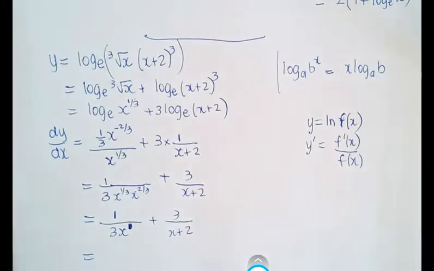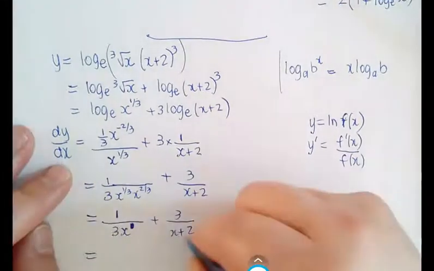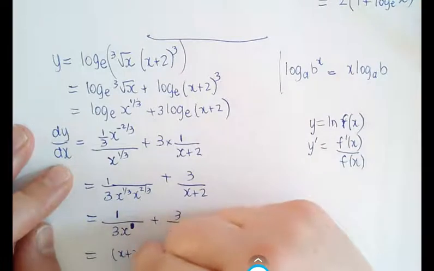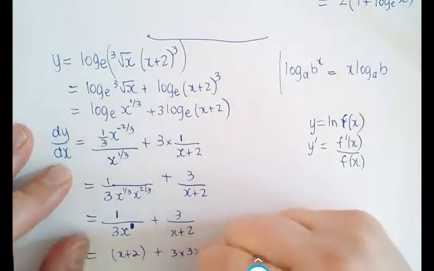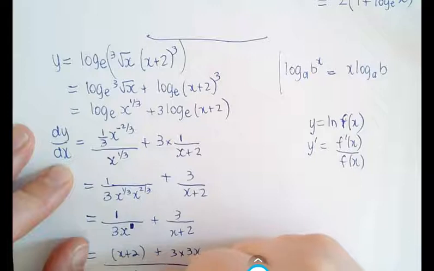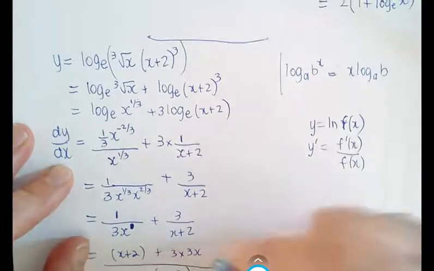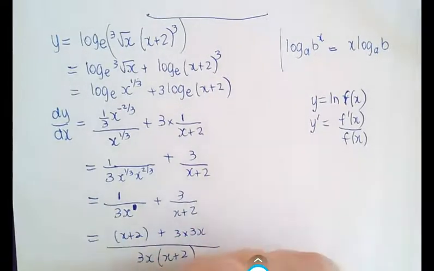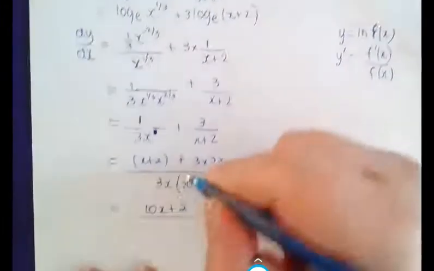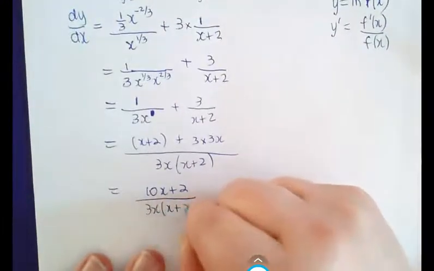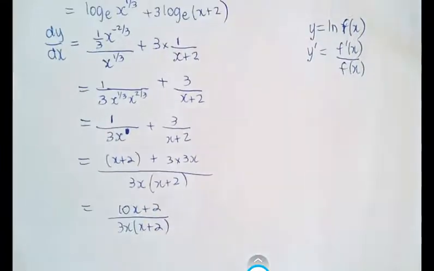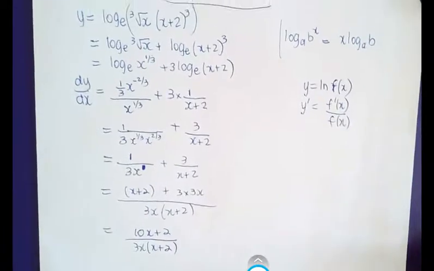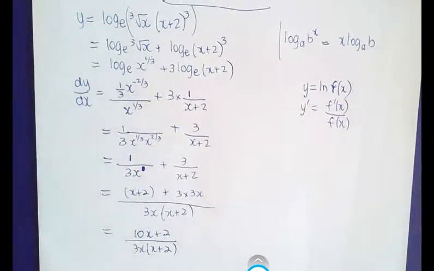And look, that's just 3x now, so I don't need the 1. So if you want, you can go common denominator. Okay, so I would just go that I've got x plus 2 plus 3 times 3x over my common denominator, which would be 3x times x plus 2. And you can simplify that to x plus 2 plus 9x. That would be 10x plus 2 over this denominator of 3x, x plus 2. Okay, so that is the derivative of that. So quite an unexpected result actually, that it's I suppose so simple.